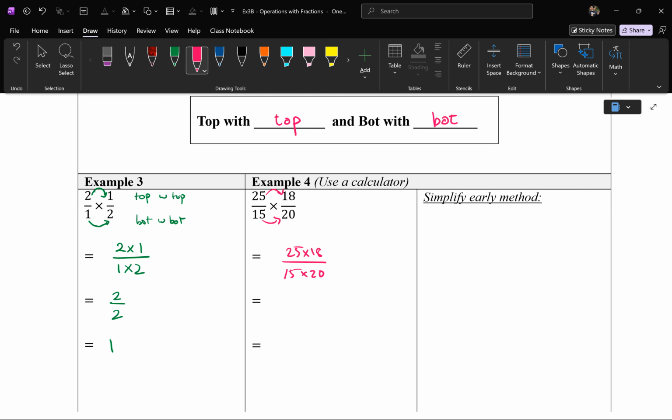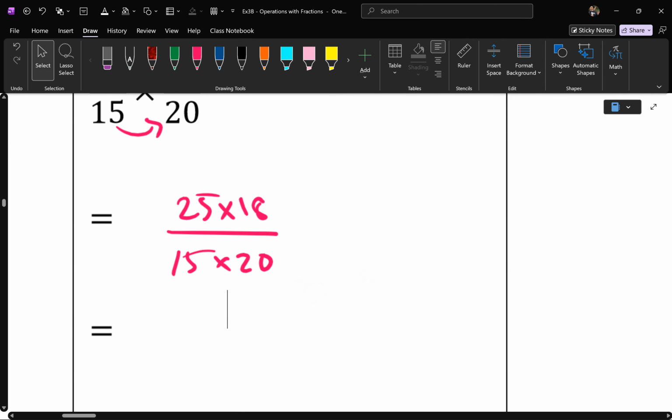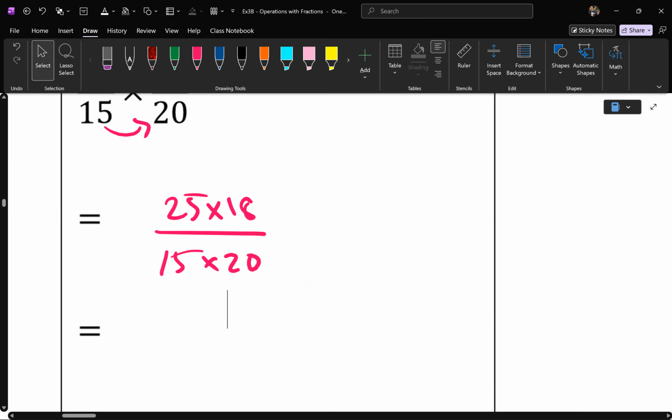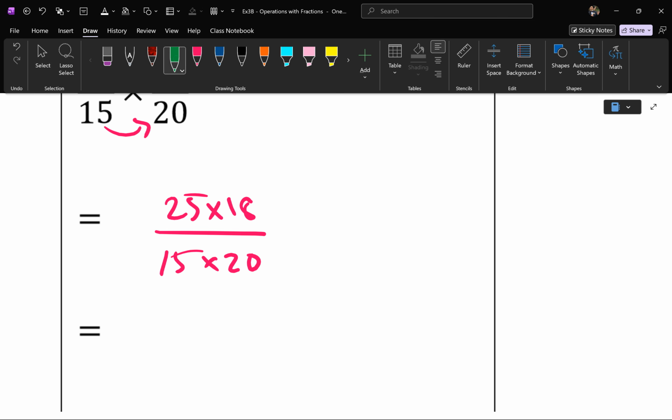Now, when I say any numbers, this is the tip I want you to take away. I want you to look for any top numbers that you can match with a bottom number. Okay, so I'll say it again. Match a top and bottom. Not top with top and not bottom with bottom. You've got to find a top number and a bottom number that has a common factor. Doesn't matter about the position. It could be 18 with a 15. It could be 25 with a 20. Doesn't matter which one.